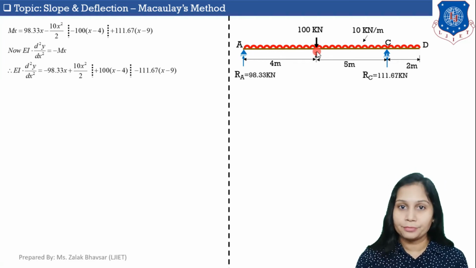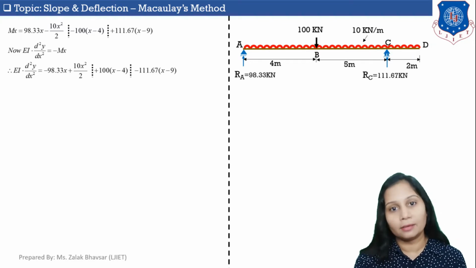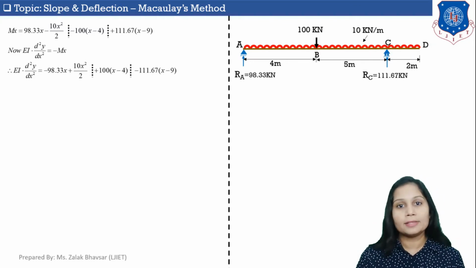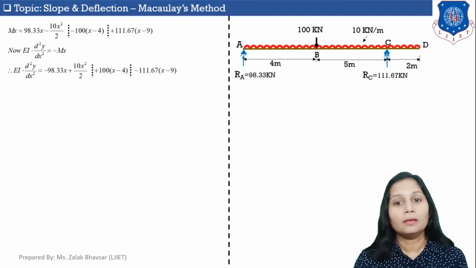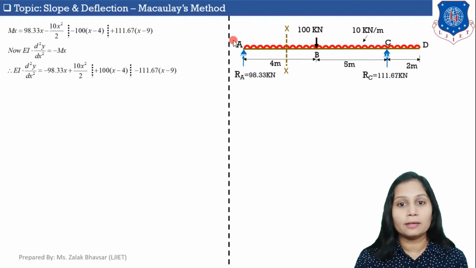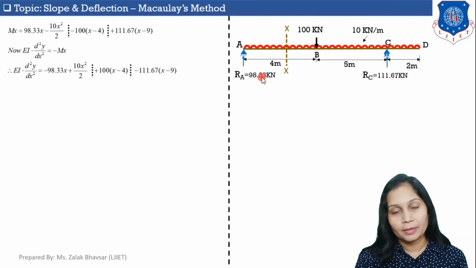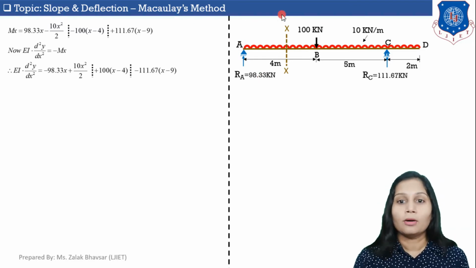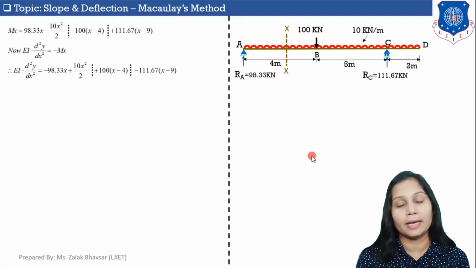Let part AB be the first part, part BC the second part and part CD the third part, and we need to take a section in each part and calculate moment in each part of the beam about the section line. So let's start with part number 1. I am taking a section at a distance x meter from point A in part AB and calculating the moment of part AB on the left hand side of this section line XX.